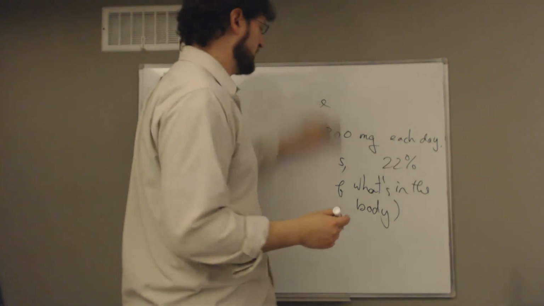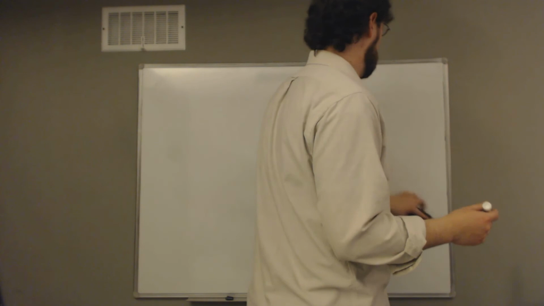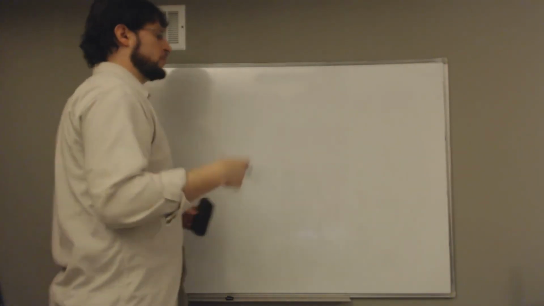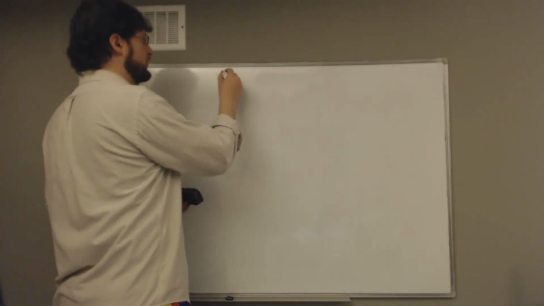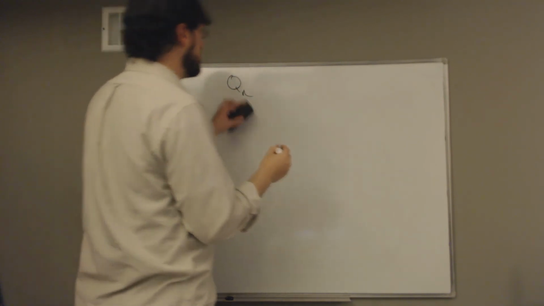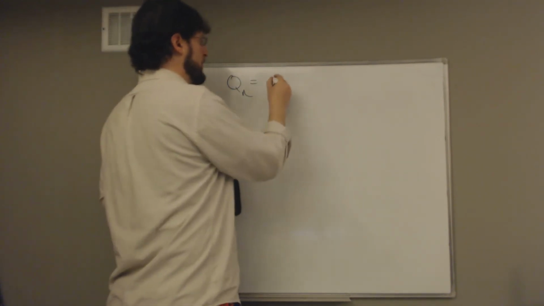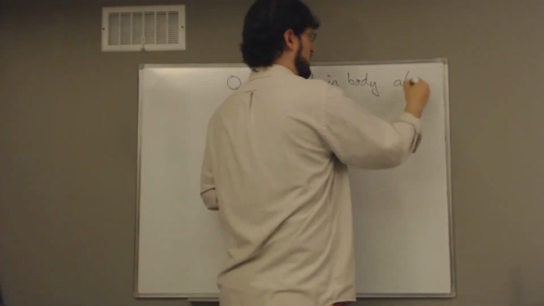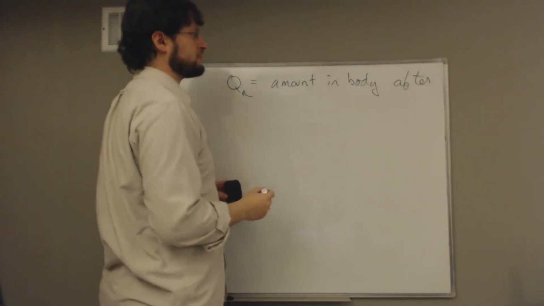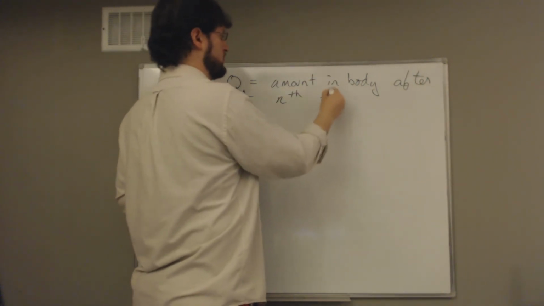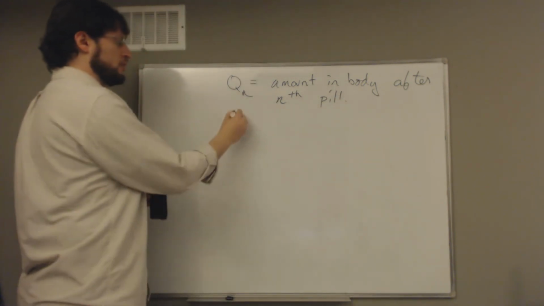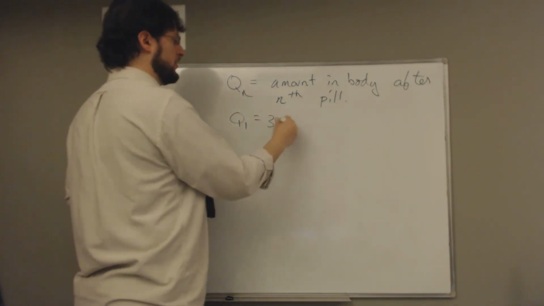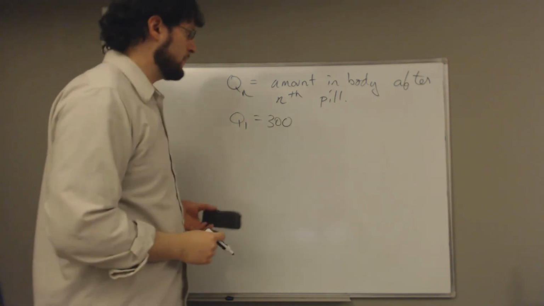So we have 300 milligrams, and 22% remains after 1 day. So we are going to then take a new pill every day. Let's let Q sub n be the amount in the body right after we take the nth pill. So Q1 is 300. That's how much we started with.